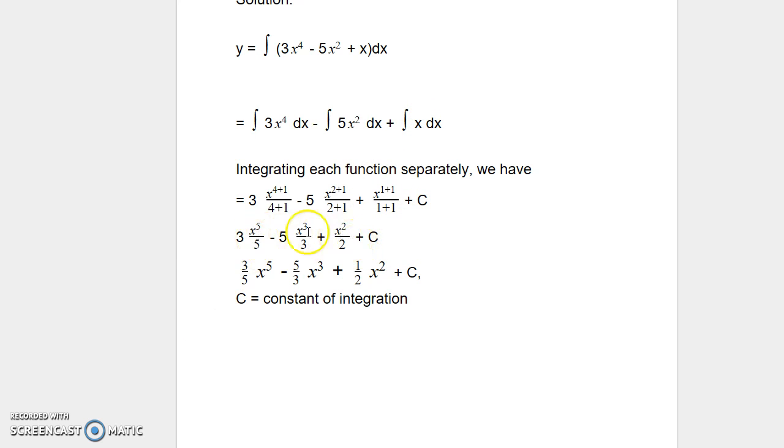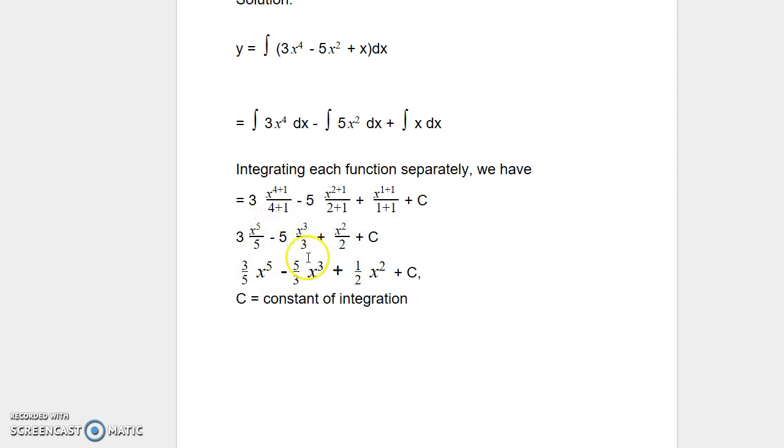Plus c. So when we simplify this, 3 times the first part here, x to the power of 4 plus 1 becomes x to the power of 5. In the denominator, we have a 5, minus 5 times x to the power of 2 plus 1 becomes x to the power of 3. And in the denominator, we have a 3, plus x to the power of 1 plus 1 is x to the power of 2. And in the denominator, we have a 2, plus c. So this is our solution.